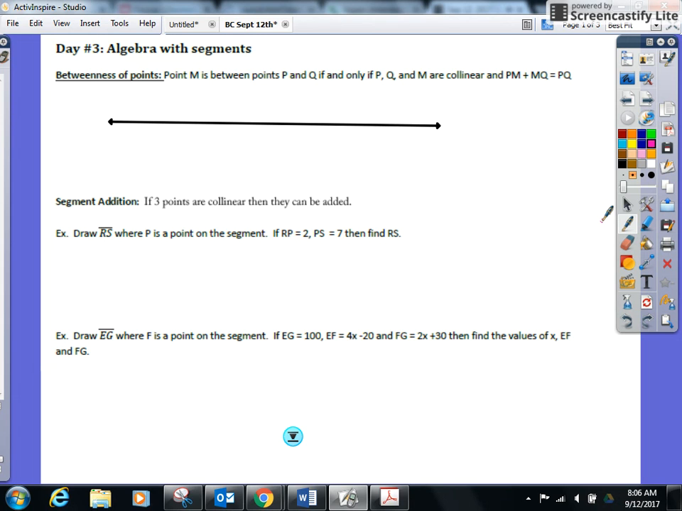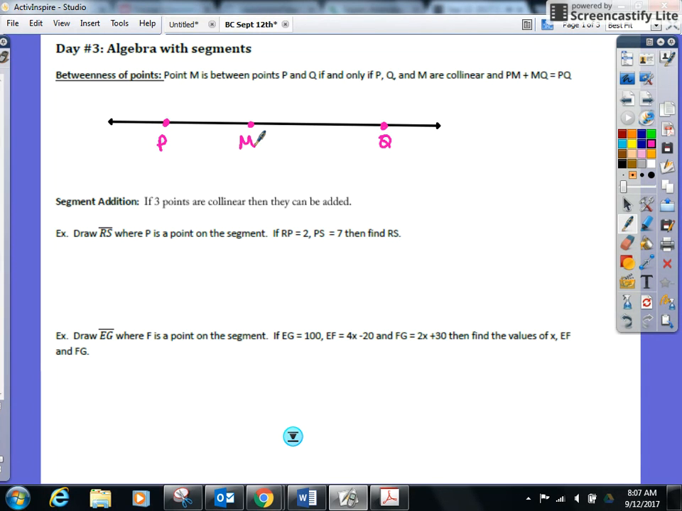And point M is between P and Q. So I have P, I have Q, point M is somewhere in between, and they are collinear, they're all on the same line. PM plus MQ equals PQ. Notice I dropped the line segment symbols. So now I'm talking about the length of it.